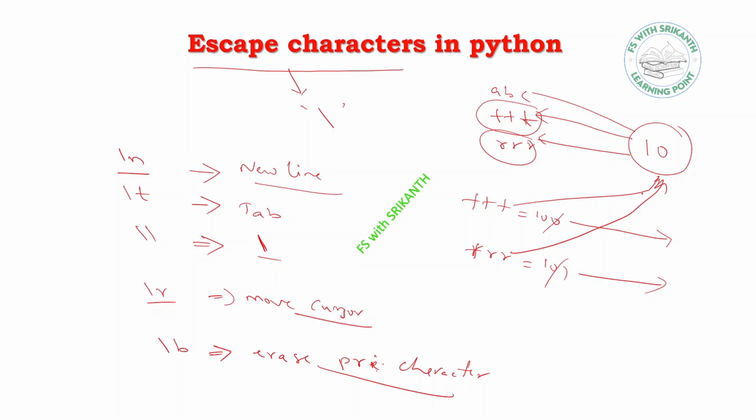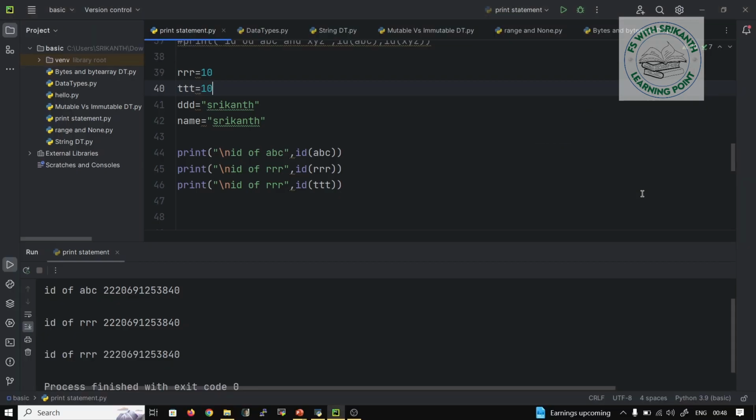So this mutable and immutable nature of data types, definitely we should learn in further classes. It is the most important. Every Python developer should know about these IDs, right?